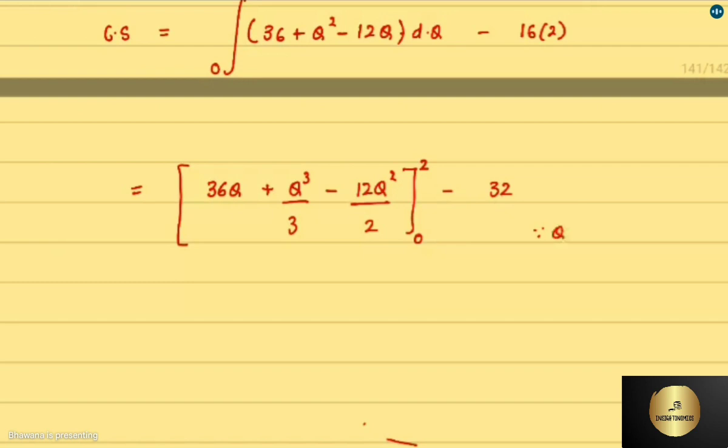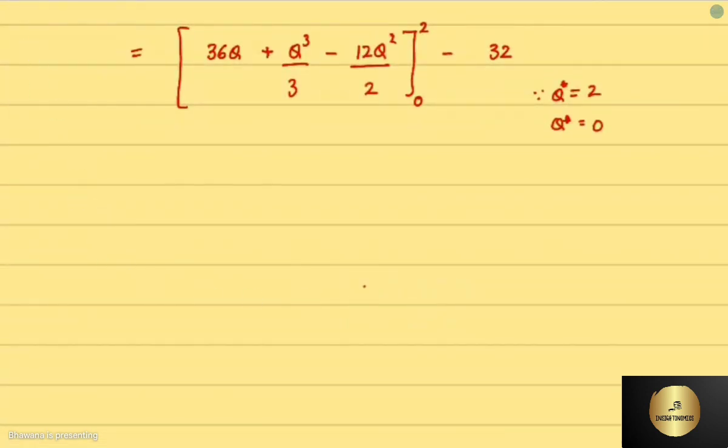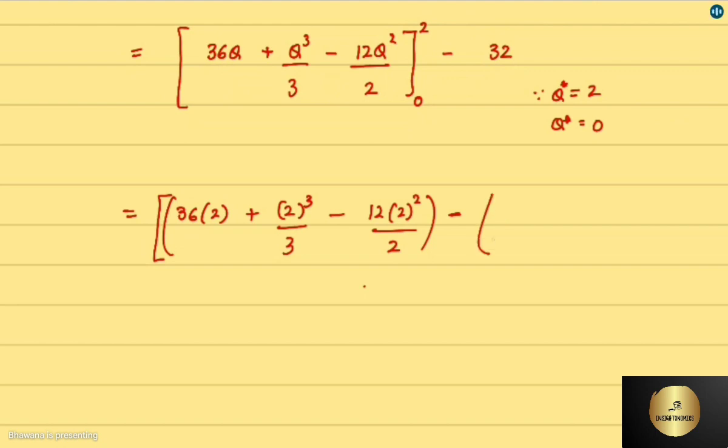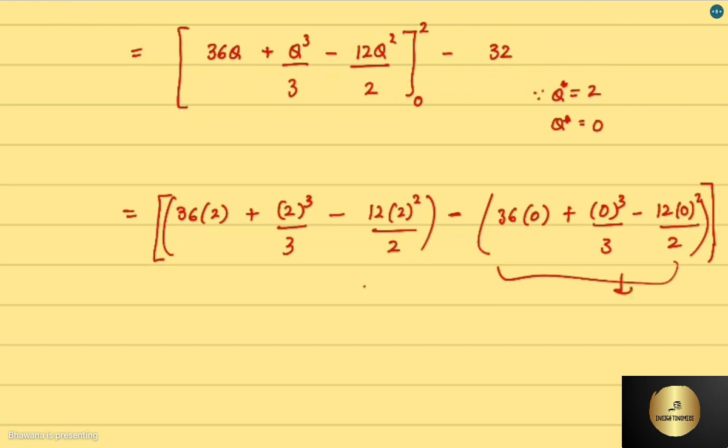So your Q, the upper limit, Q star is equal to 2, and then you would put Q star equal to 0. But if we put 0, the whole term becomes 0, so we don't put 0, just to make our calculation a bit easy. Let's put the upper limit: 36 times 2 plus 2 cubed divided by 3 minus 12 times 2 squared divided by 2. We could also subtract the lower limit term from this, but putting 0, whatever you multiply by 0, the whole term is 0, so I did not write it before. If there were some other value instead of 0, we would have to write both limits. But this whole term is 0.